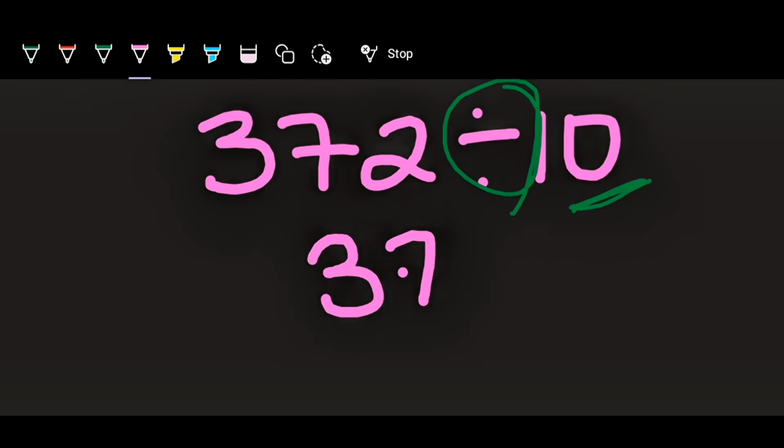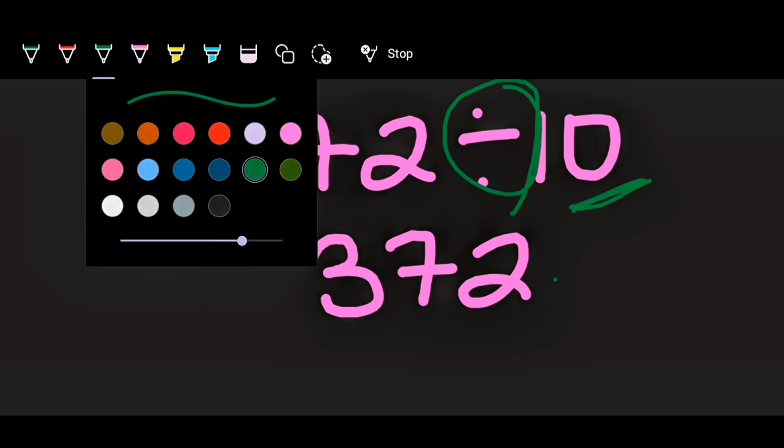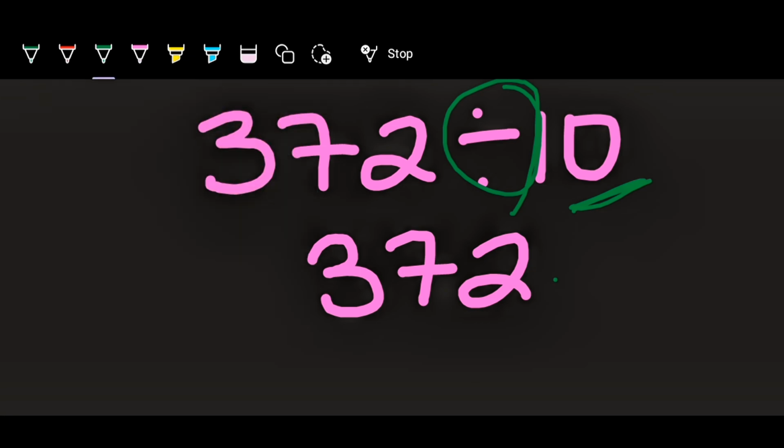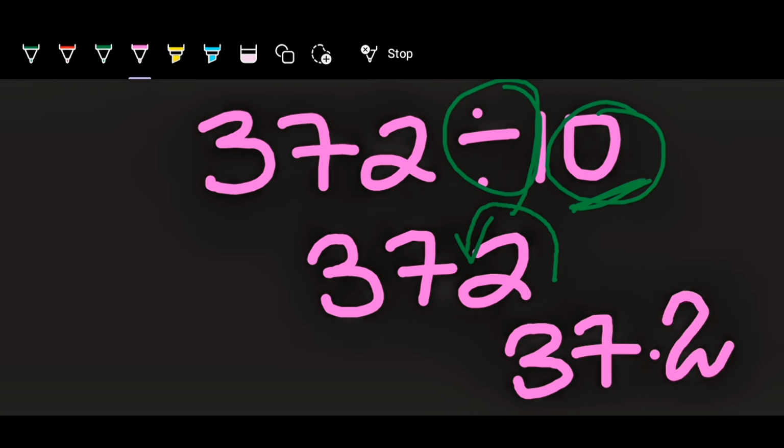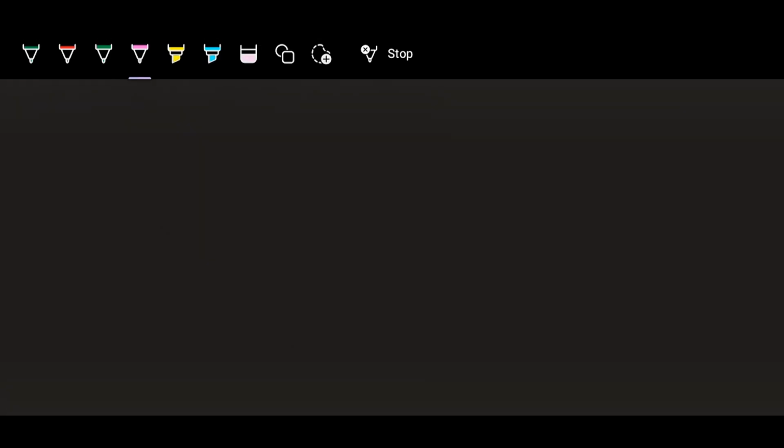So we have 372. We know that when we have a whole number, the decimal point is right there at the right, behind the last number. As we said before, we're dividing, which means we go to the left, and we have 1 0, so we're moving to the left one time. Lovely. So our answer now becomes 37.2. So 37.2 is now our answer. Good. Let's do another one.